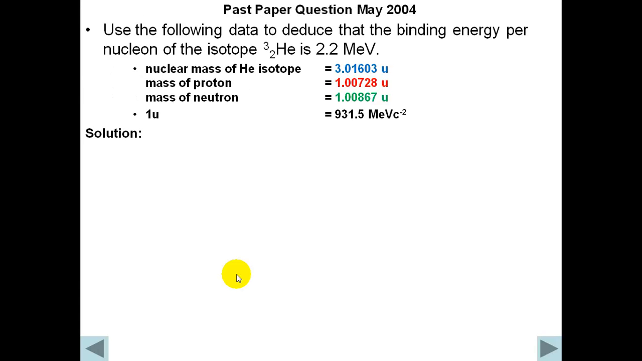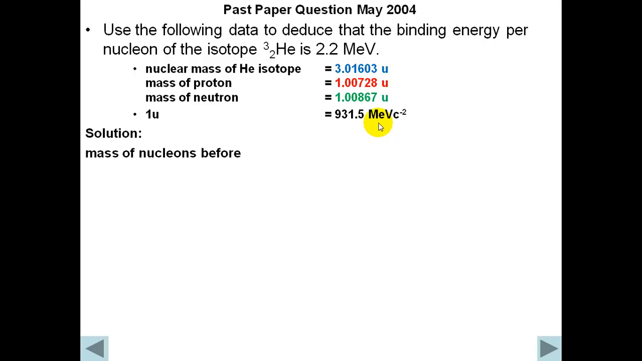Here we have a past paper question from 2004. Use the following data to deduce that the binding energy per nucleon of the isotope helium-3 is 2.2 MeV. You're told that the nuclear mass of the helium isotope is 3.01603. The mass of the proton is this, the mass of the neutron is this, and 1 unit is this. So we have to find out how much we have before and how much we have afterwards. So the mass of the nucleons before. You could try to do this now, and I will go through the solution.